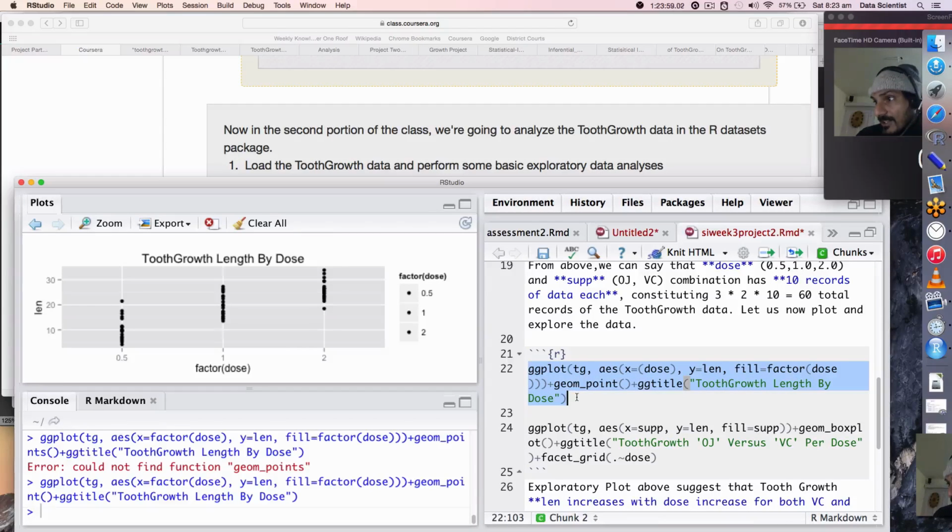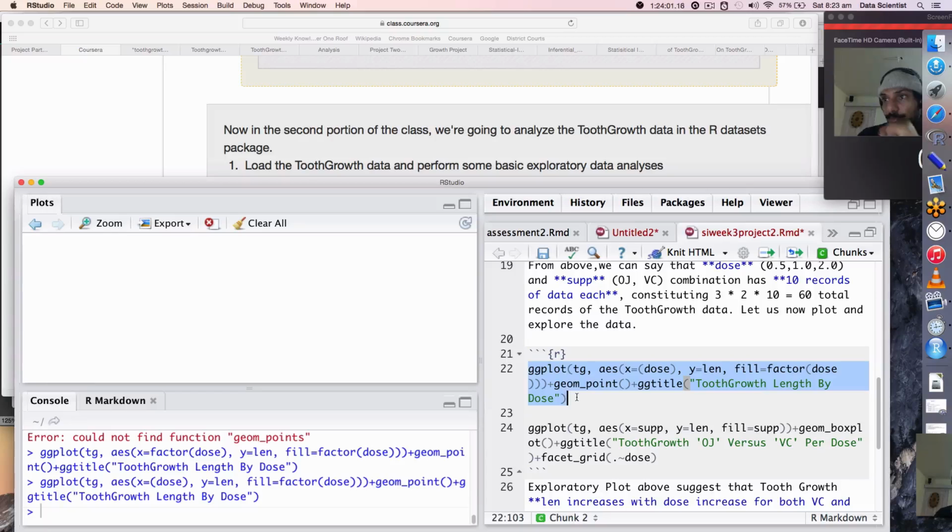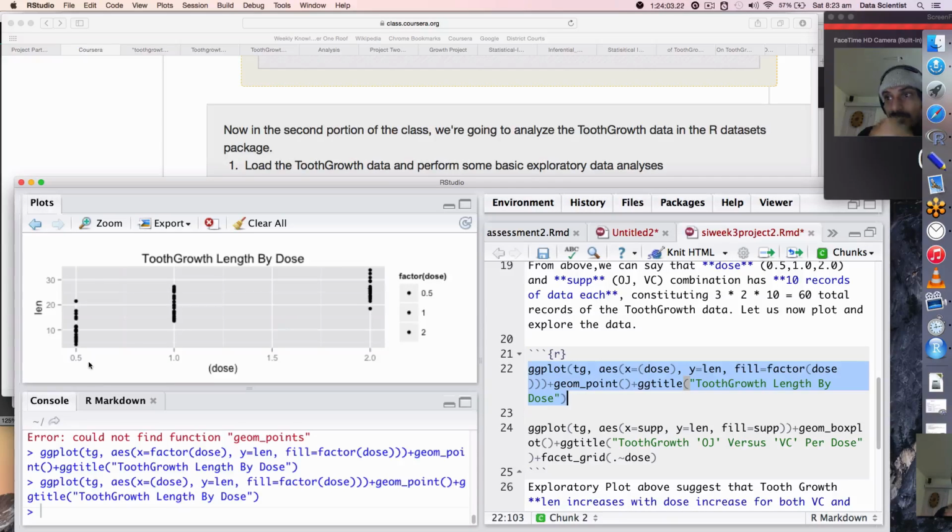Let me select this line of code and execute it one more time. Do you see what has happened? What is the bigger problem? 0.5, 1 and 2. There's a gap because this will be considered as a linear line now. Have you understood why I used the word factor there? This will categorize it, so then that problem will not be there.